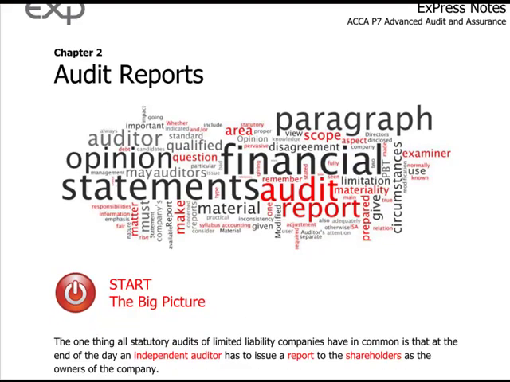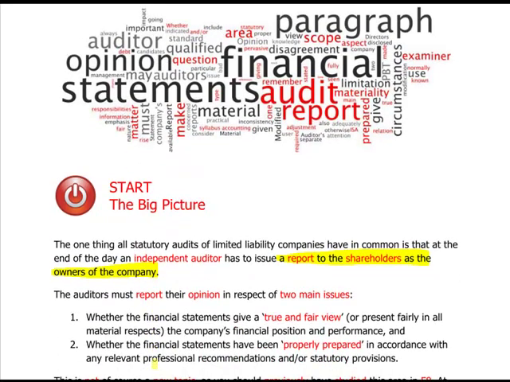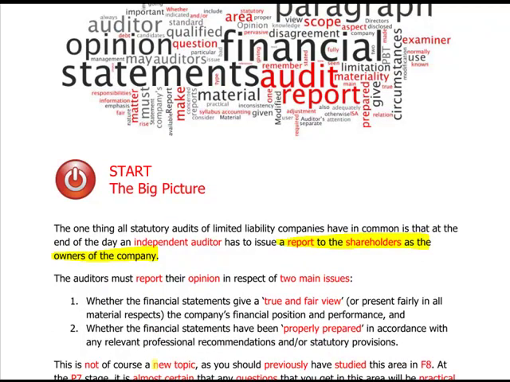One thing all statutory audits of limited liability companies have in common is that at the end of the day, an independent auditor has to issue a report to the shareholders as the owners of the company. So they'll look at the financial statements, balance sheets, etc., and will have to tell the shareholders what they think. The auditors must report their opinion. It's their opinion, not anybody else's, not anybody they delegated things to, subsidiaries, etc.